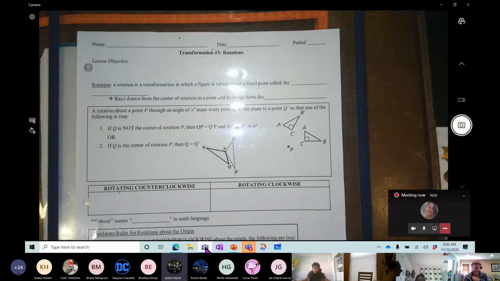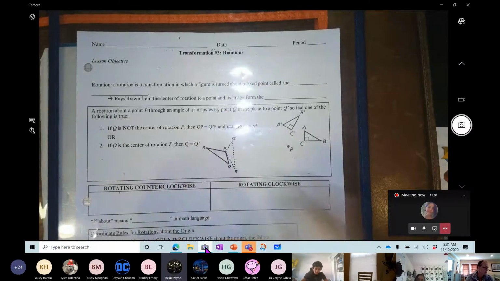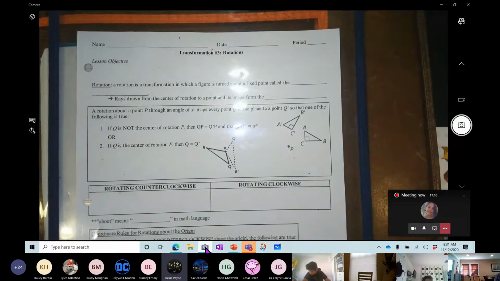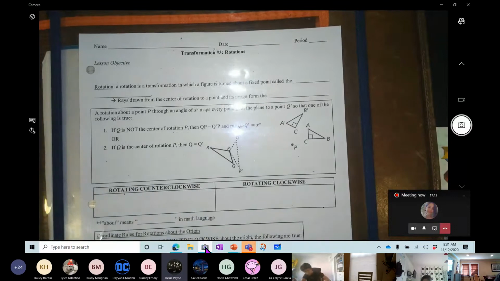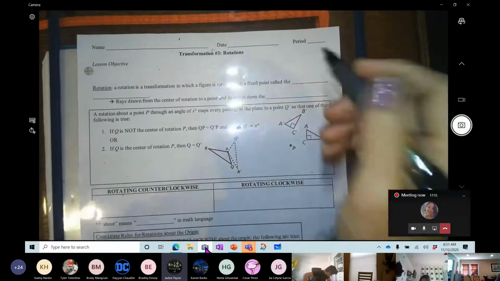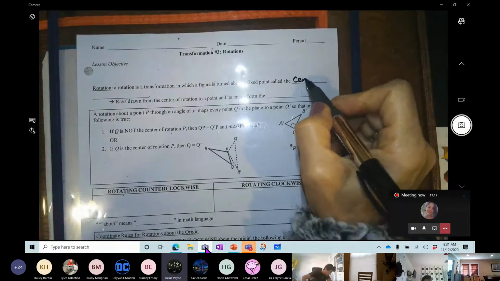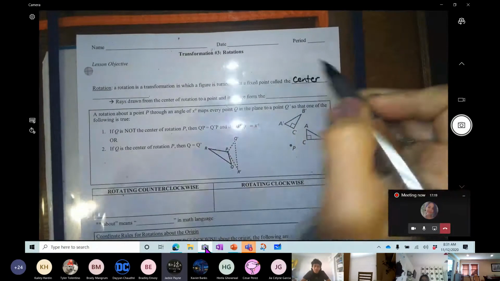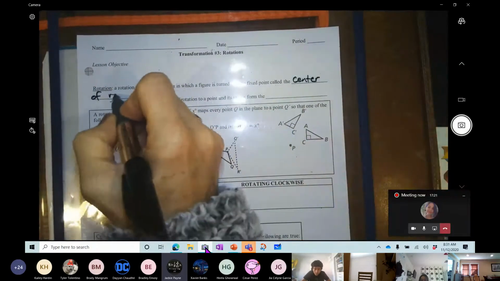Okay. So a rotation is a transformation in which a figure is turned, so remember turned, about a fixed point called, appropriately enough, the center of rotation.